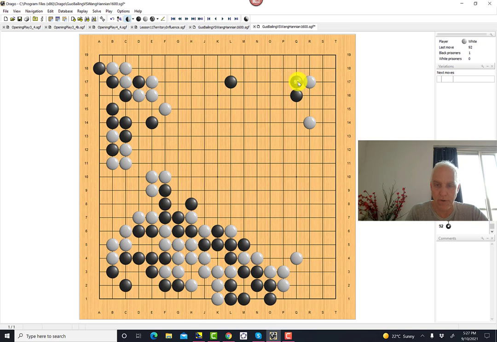Okay, and white comes out here. And we have this exchange. This is a little bit of an unusual move, but it's possible. And black plays that. And now white plays this very strong cut. Okay, this is a fighting thing. So, okay, some fighting going on. Here's an atari. And then white comes out here.